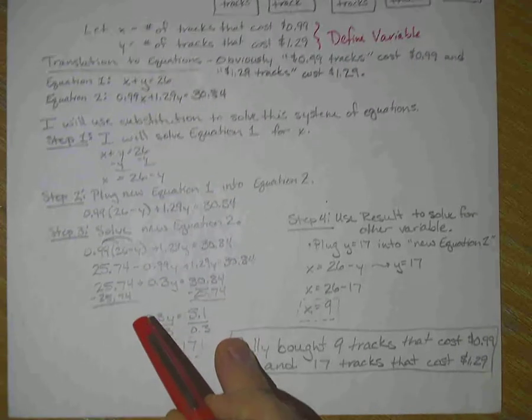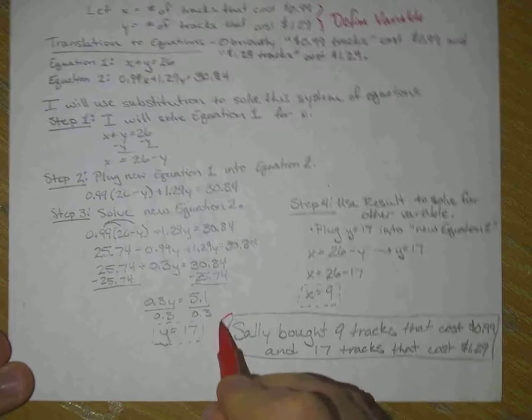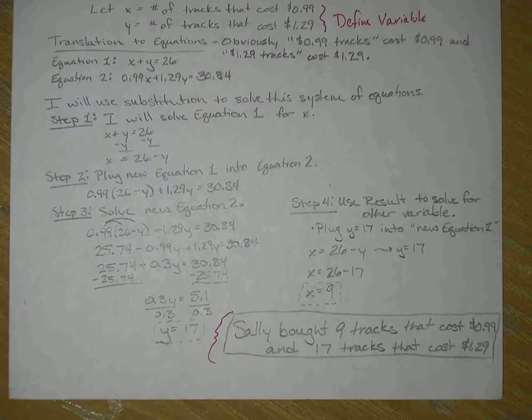But another place that people mess up on a lot is right here. Okay. Putting the problem back into terms, or putting the answer back into terms of the problem, instead of just saying X equals 9 and Y equals 17. You need to say what that means for the problem.